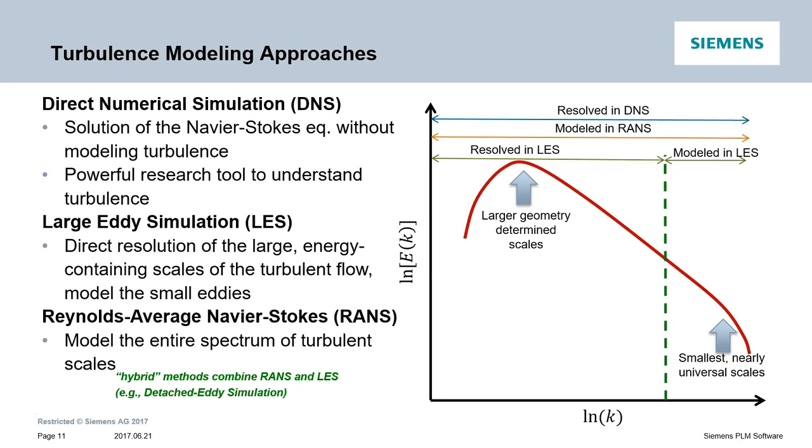In LES, we directly resolve the large energy containing scales of turbulent flow and model the smaller eddies. While for RANS, we model the entire spectrum of turbulent scales. And if I look at my energy spectrum here, all scales are resolved in DNS, while all scales are modeled in RANS, and LES lies in between.